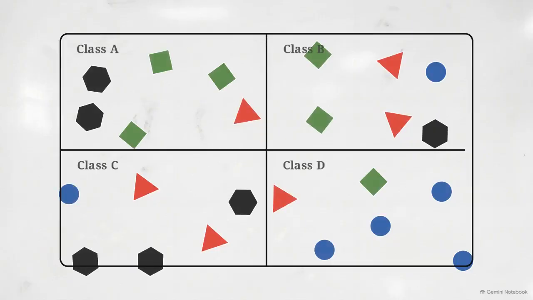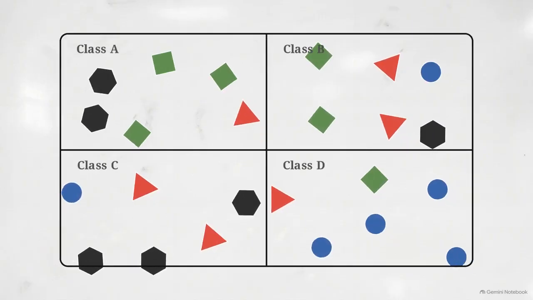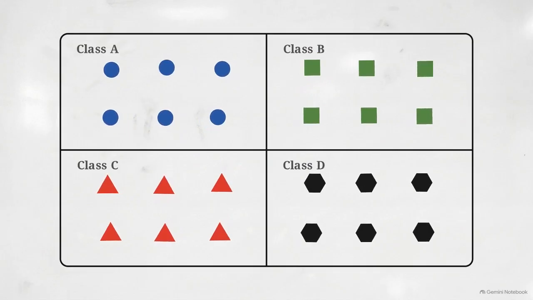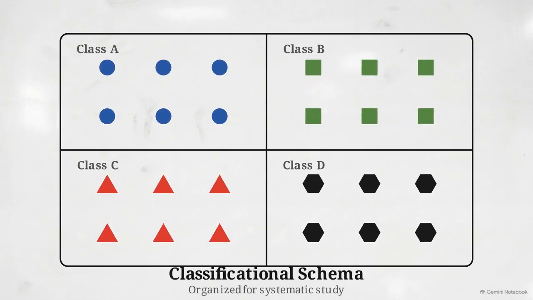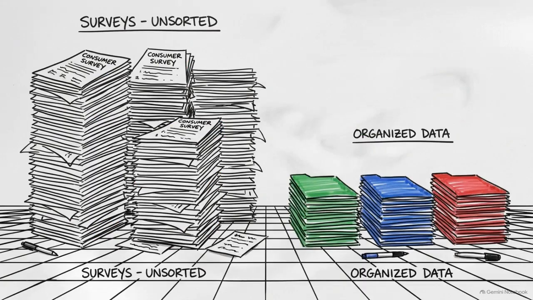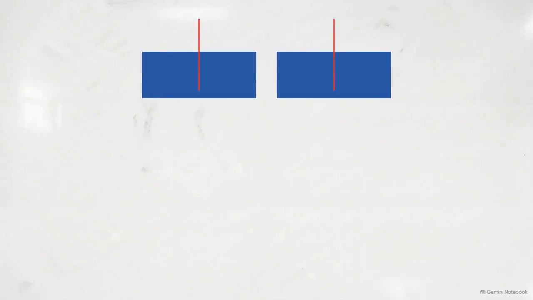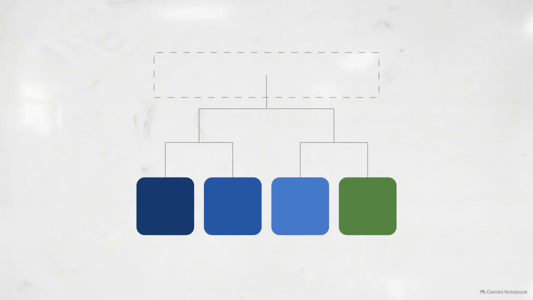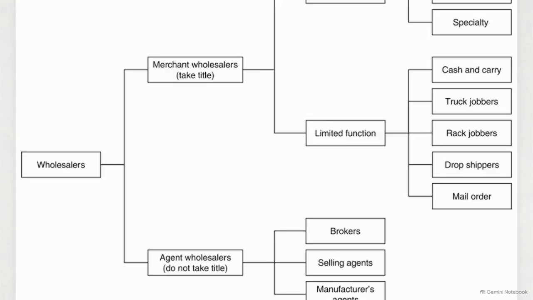These frameworks contain zero predictive power and no theoretical laws, but they are the mandatory first step for organizing phenomena into groups that researchers can actually study. One of the primary ways to build these frameworks is through deductive classification, or logical partitioning. Here, researchers start from above. They take a heterogeneous universe of data and impose a strict set of categorical properties to divide it up. This chart shows a hierarchical classification of wholesalers, partitioned by whether they take title to goods.